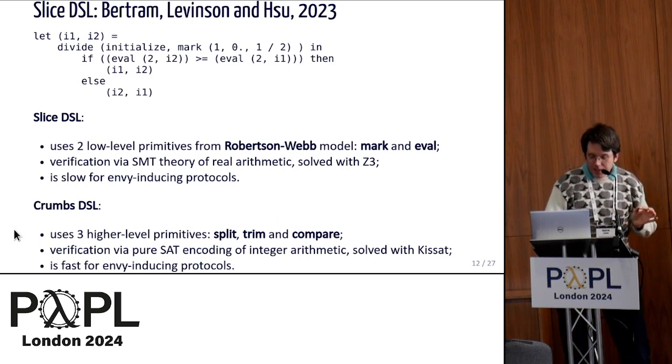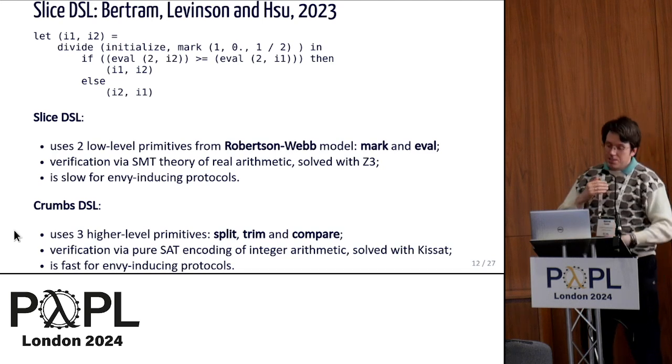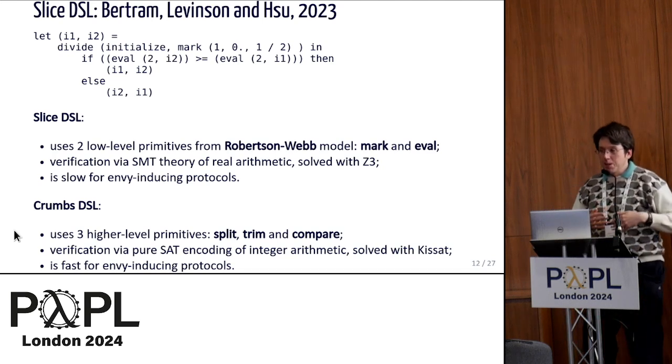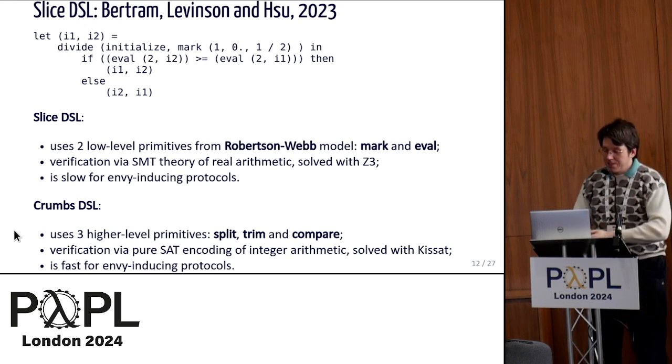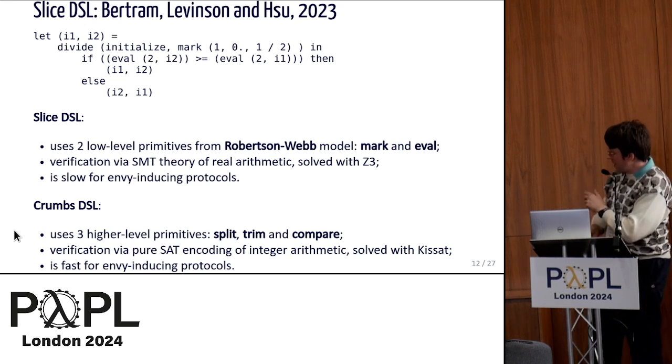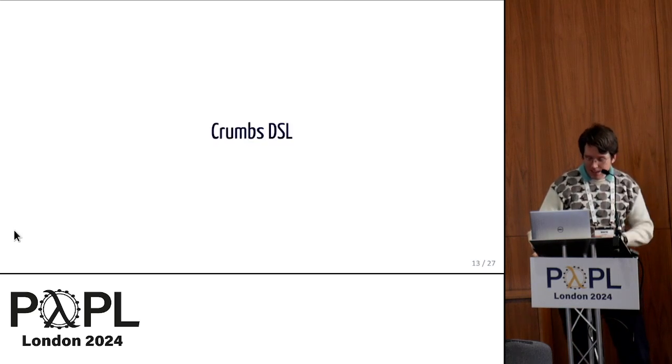And by doing this, we can come up with a verification procedure that just uses integer arithmetic, and we get a pure encoding into SAT, which we can solve with KISSAT. And this turns out to be very fast for envy-inducing protocols, or at least the ones that we tried. Okay, so let's take a bit of a look at this DSL.